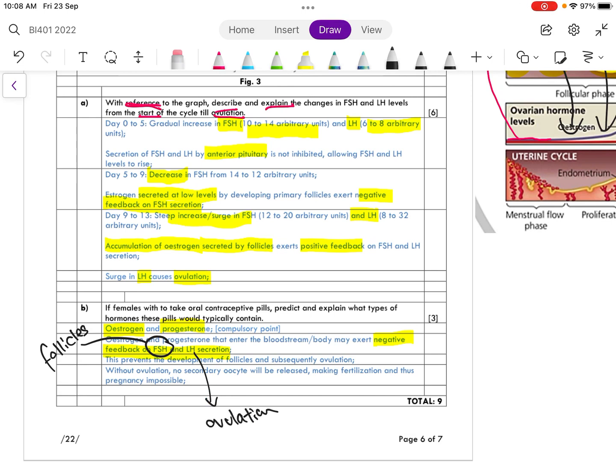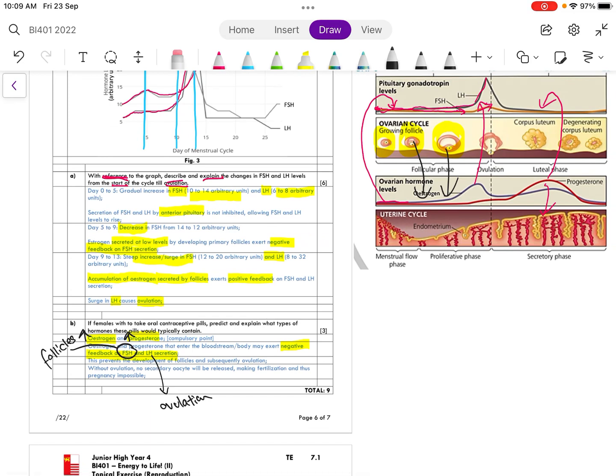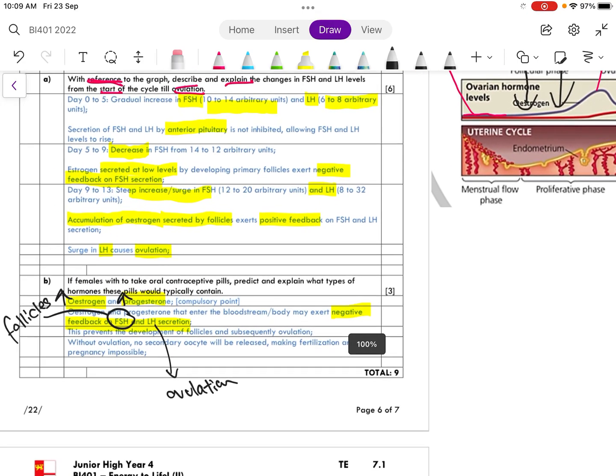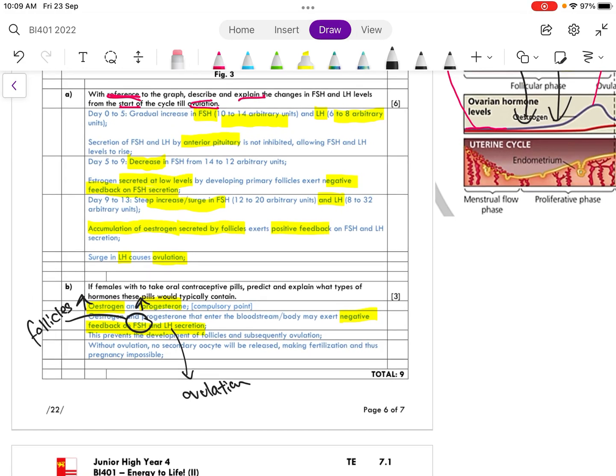So if we can artificially result in more estrogen and more progesterone, we are trying to mimic this part over here. See this region where there's a lot of progesterone and estrogen? We're trying to mimic this part so that there'll be a negative inhibition on the two hormones above. Then we can prevent more follicles from developing and no more ovulation. If there's no ovulation, there will not be any egg for fertilization to take place.